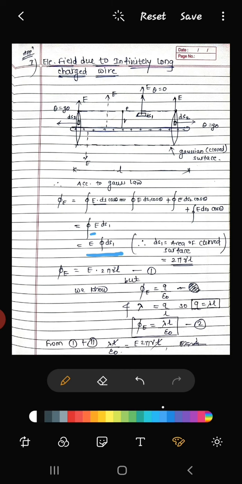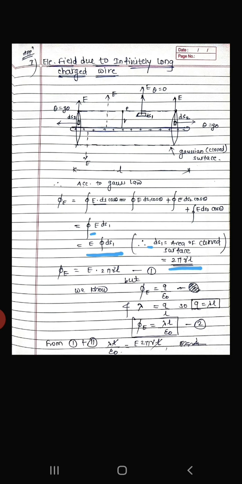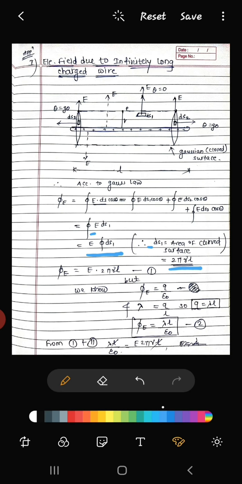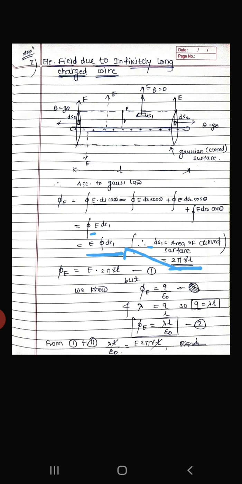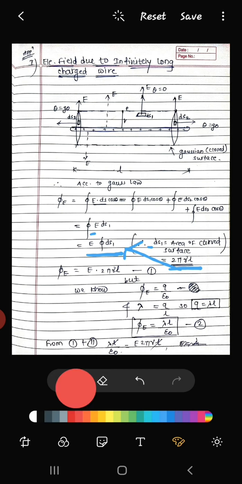But again, ds1 is the area of the curved surface, and the area of a curved surface is 2 pi RL. Using this in the equation, we get E into 2 pi RL.